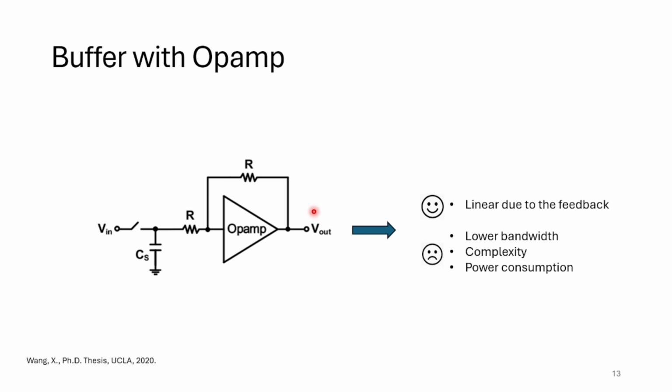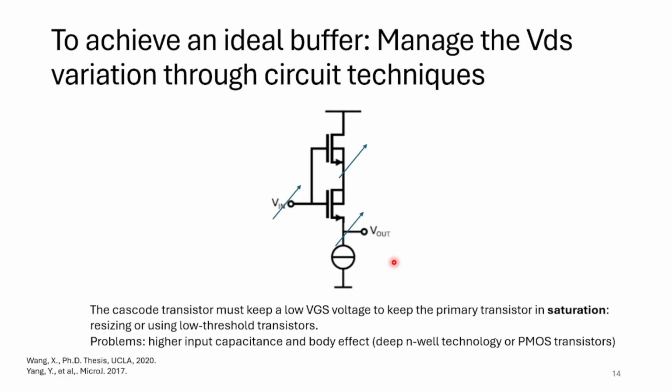However, it comes at the cost of lower bandwidth, because you should design a high gain op amp to remove the nonlinear effect of the op amp on the feedback gain. It adds complexity and also power consumption, all because of using the op amp.